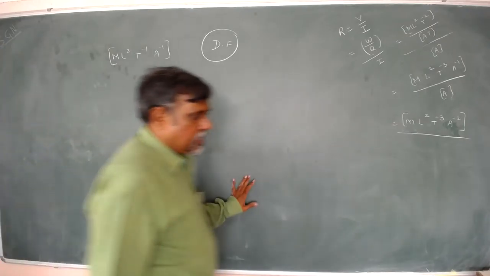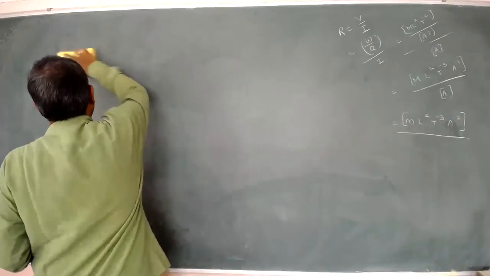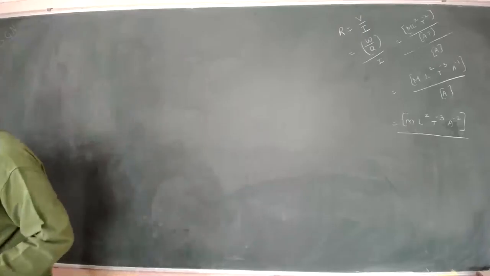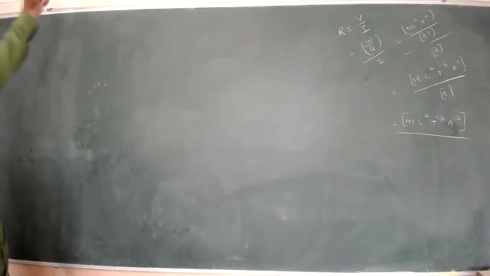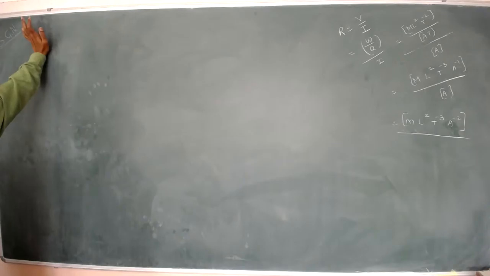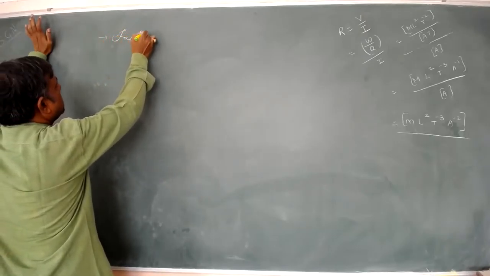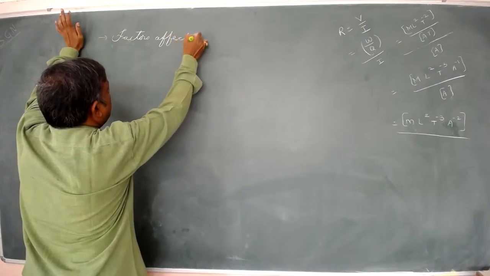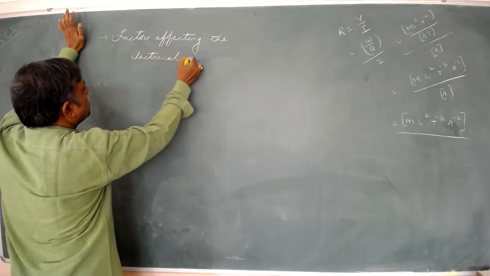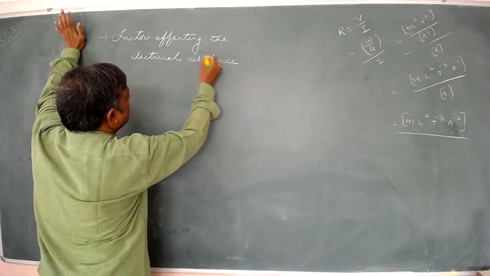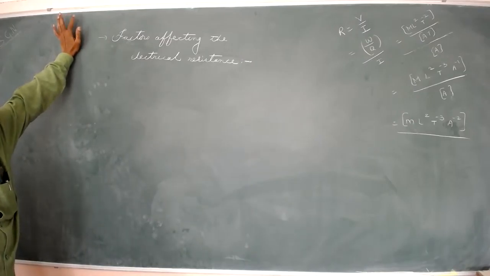Now, what are the factors on which the electrical resistance of a conductor depends? Come on, tell. The very first one is length. So keep the heading: factors affecting the electrical resistance. What are they?